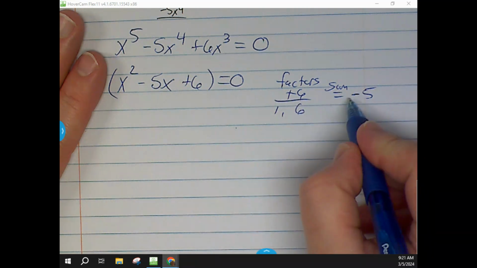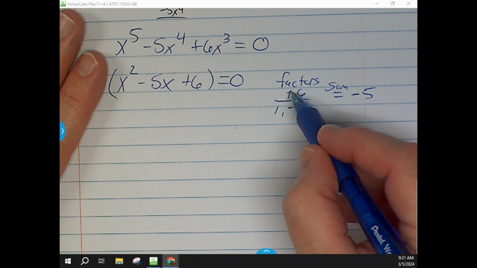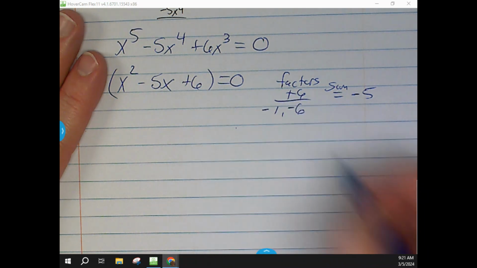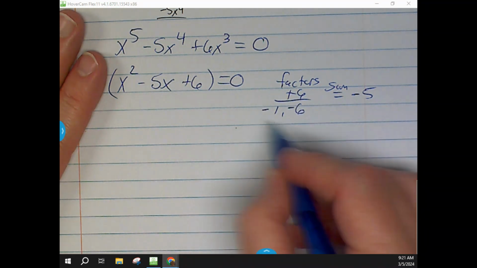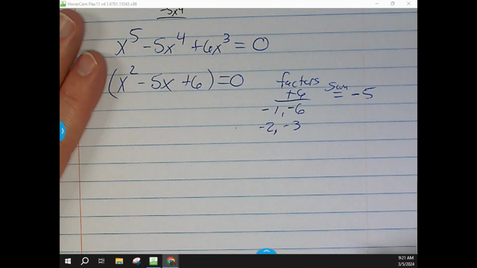Okay, the B term is negative. The bigger number has to be negative. If you divide a positive 6 by a negative 6, that makes a negative 1. So that means the 1 and 6 is not going to work. It's got to be 2 and 3.